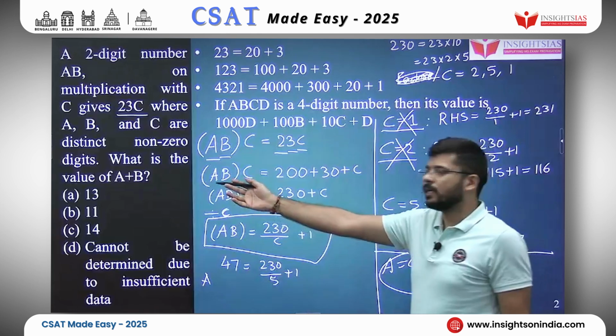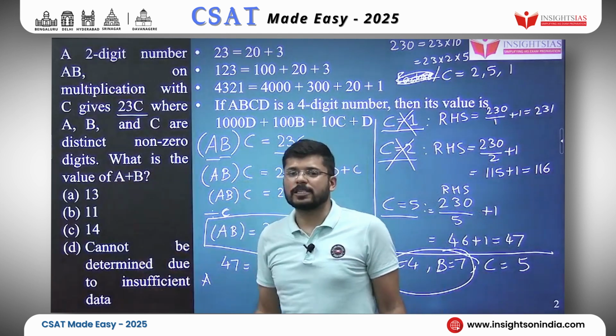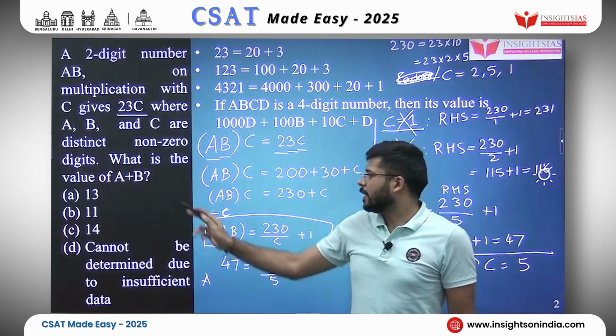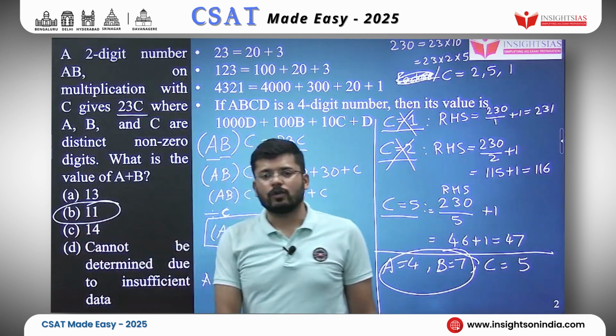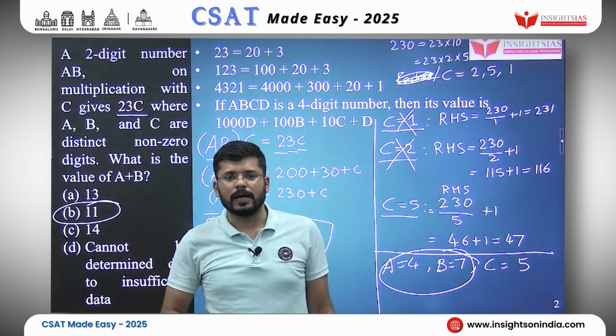But what is the question? What is the value of A plus B? AB is 47, A plus B is 4 plus 7. The answer would be 11. 4 plus 7 is 11, and this is your answer.